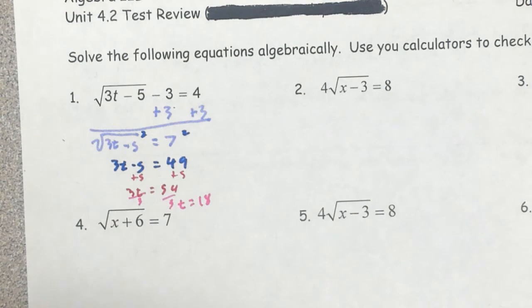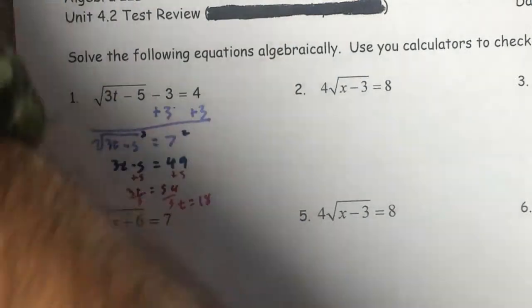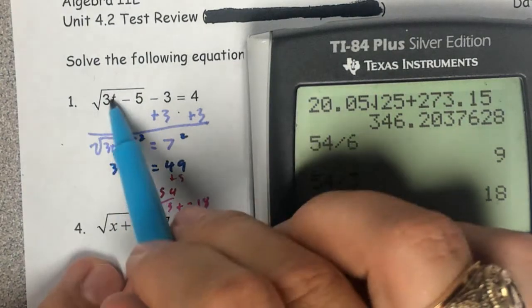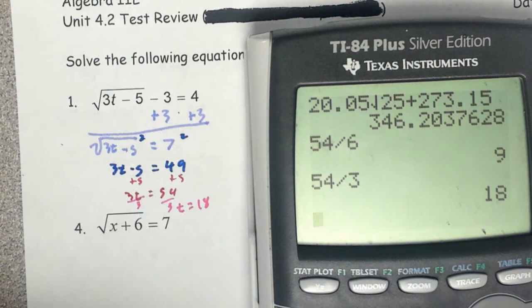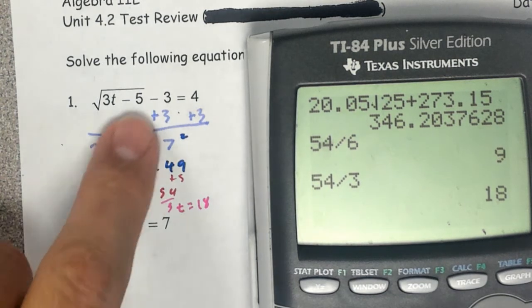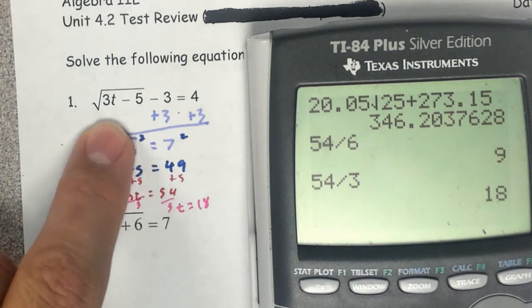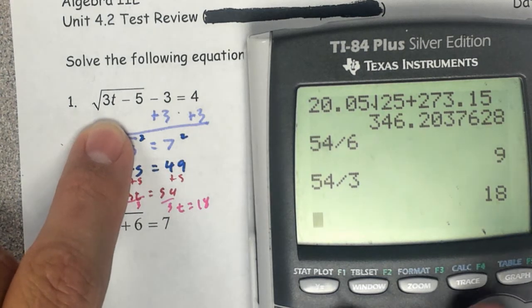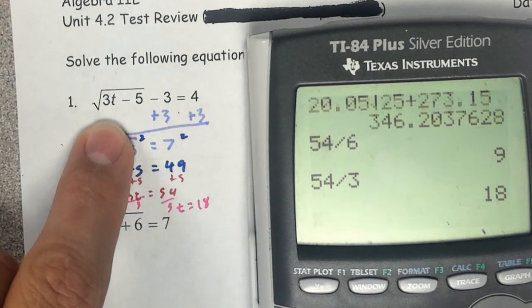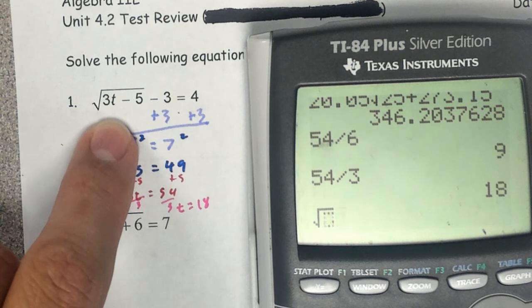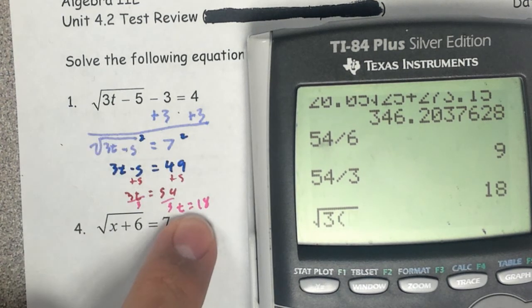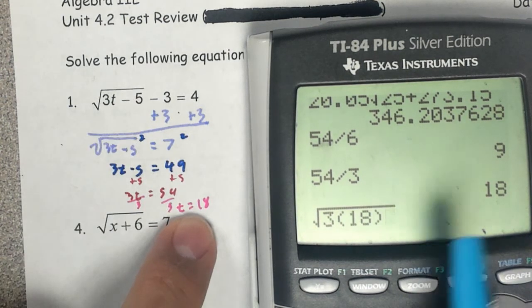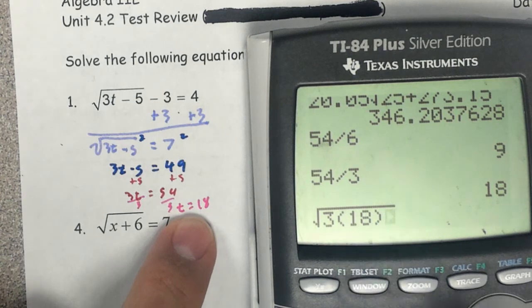I don't know if that's a solution yet, because before I know that's a solution, I have to test it in the top equation. To test it, I'm just going to plug it back in for t. I'll do it in the calculator, so I don't have to do a bunch of work by hand. On the test, you'll have to do this by hand and show what you did. So square root of 3 times t, which is 18. And notice how the radical keeps going on top of my numbers.